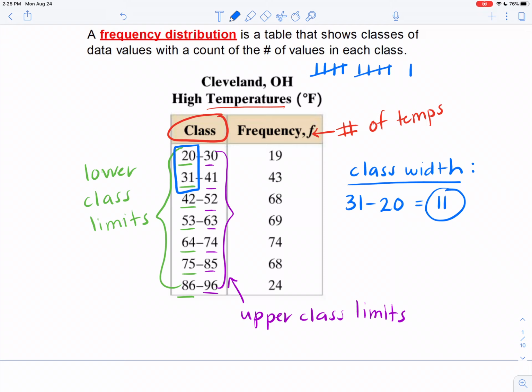And notice I can see that if I look at any 2 consecutive limits, like for example down here, if I look at the difference between 74 and 63, same thing, class width is 11. If I look down here at the bottom, and it doesn't matter if I do this for lower or upper, as long as they're one right after the other, I'm going to see that same class width because the class width should stay the same for every class in a frequency distribution.